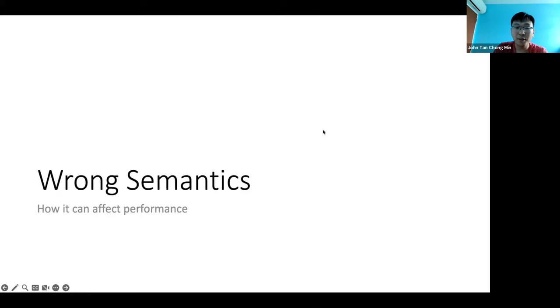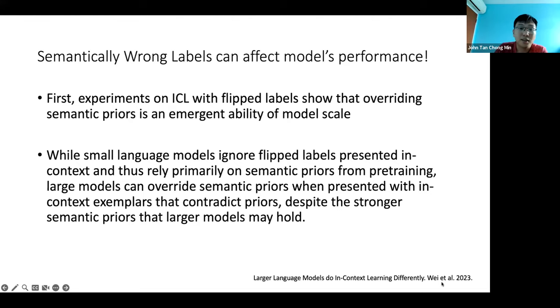Okay, so very quickly, let me just go through this wrong semantics paper. This paper was supervised by Ite, I guess. I quite like this paper. It shows that semantically wrong labels can affect the model's performance. So they did in-context learning with flipped labels, very similar to what you saw earlier. Like, the movie was great, I say negative, right? With flipped labels, it affected performance a lot.